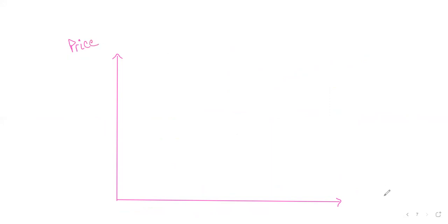Now let's keep moving. Now comes the final type of price elasticity of demand. So far we have talked about more elastic, less elastic, perfectly inelastic, and perfectly elastic demand. Now comes the fifth and last type of price elasticity of demand, and that is known as unitary elastic.